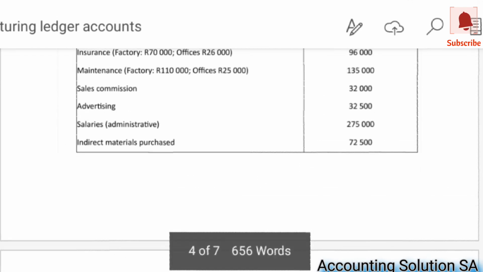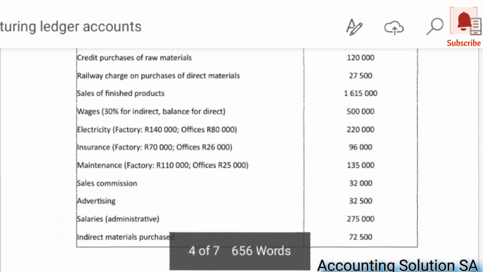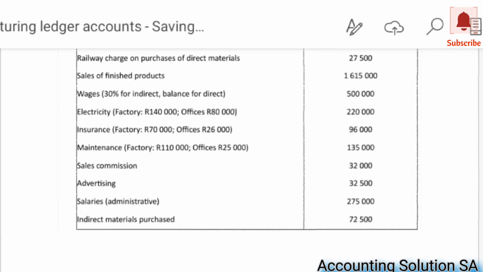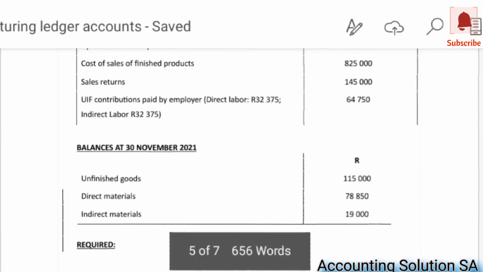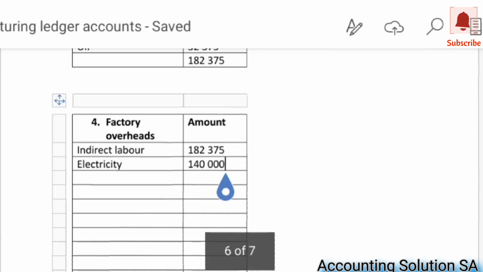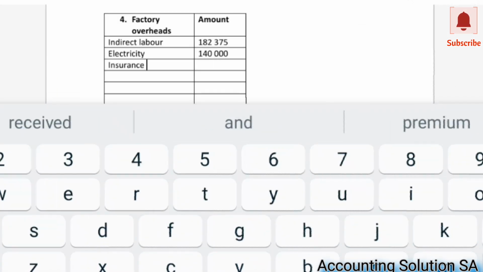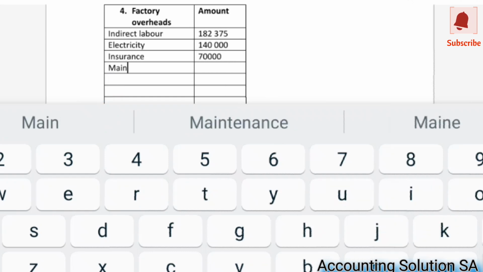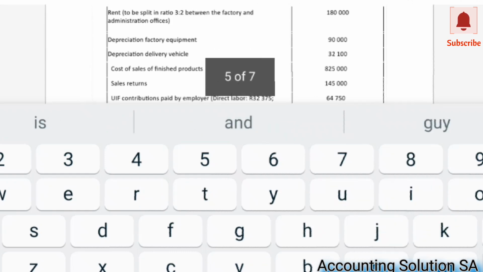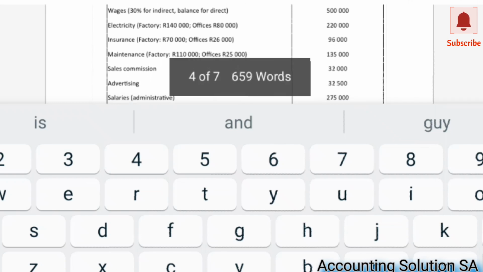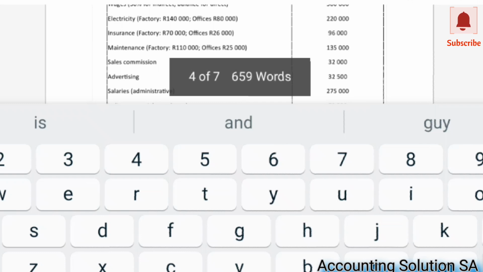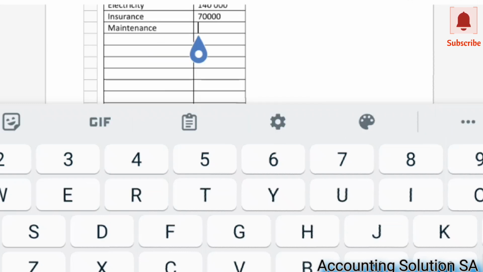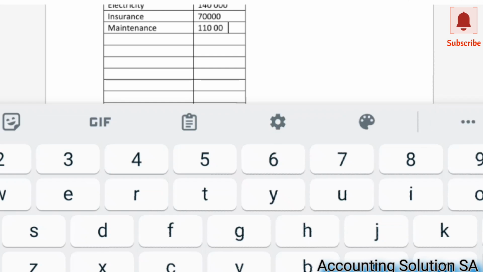Okay, the next one, we have insurance, 70,000 for factory, the other one is for office. Maintenance is 110. Insurance and maintenance. Insurance 70,000. Maintenance, how much is for factory? It's 110.